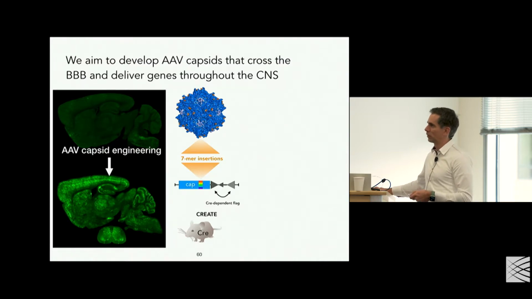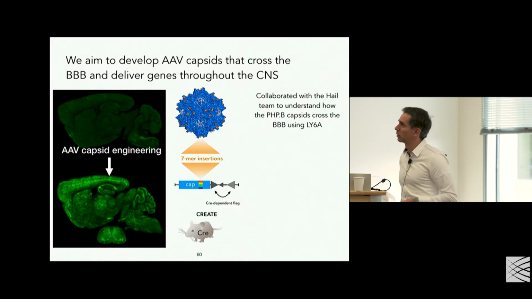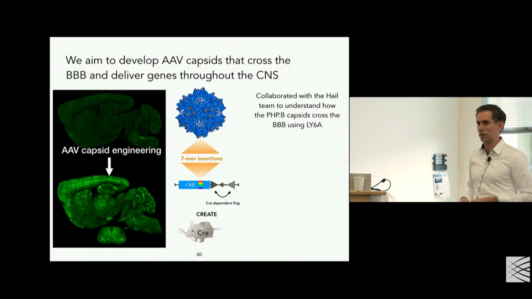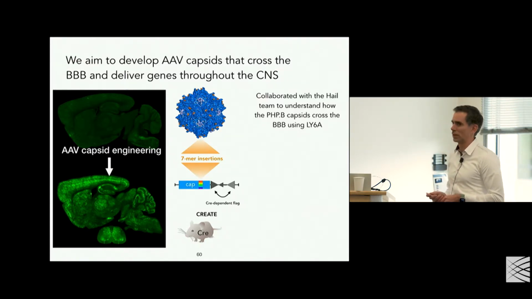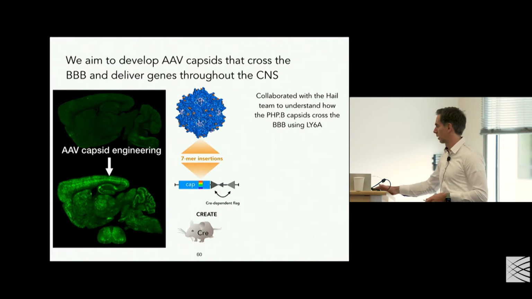But as you can imagine, as we've already talked about, this is not an approach that is going to work very well in non-transgenic animals. If we want to try to find viruses that work in humans or non-human primates, there aren't Cre lines available, obviously, to do this. So since arriving at the Broad, we have now identified the mechanism by which our PHP.B viruses can actually get across the blood-brain barrier, by collaborating with the Hale team to do some cool mouse genetics. We've identified this protein Ly6A, or SCA1 as it's also known, as a receptor for these viruses, and this gives us some clues on how we could start tackling this problem in humans.